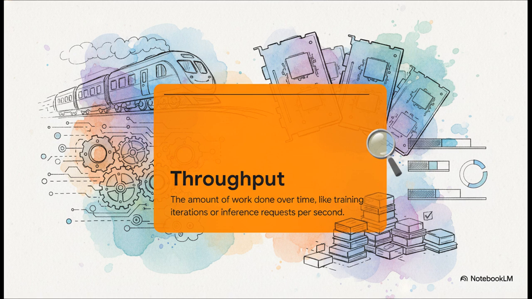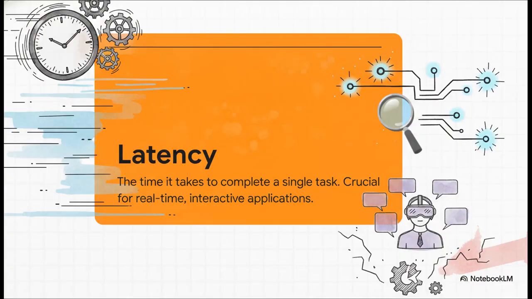It's all about volume. Next up, pillar number 2 is latency. This is all about speed and responsiveness for one single task. If throughput is how much work you can do in an hour, latency is how fast you can get one thing done right now. For anything that needs to feel instant, like real-time applications, latency is absolutely critical.